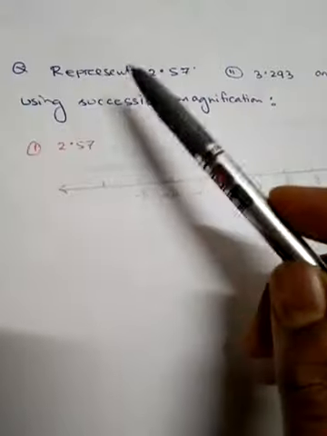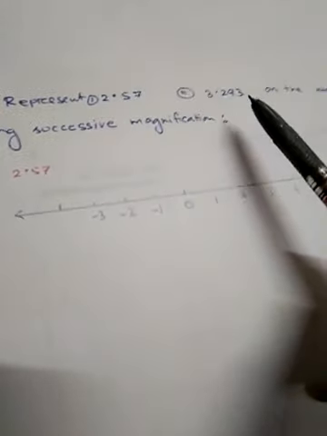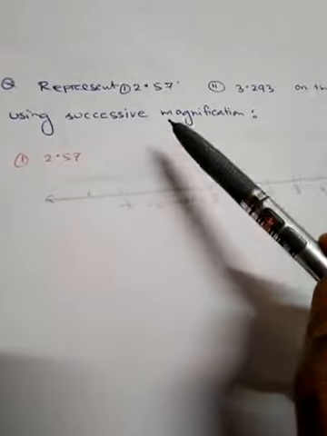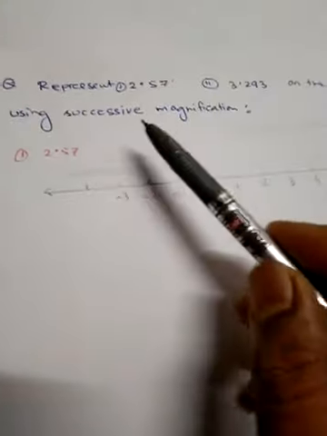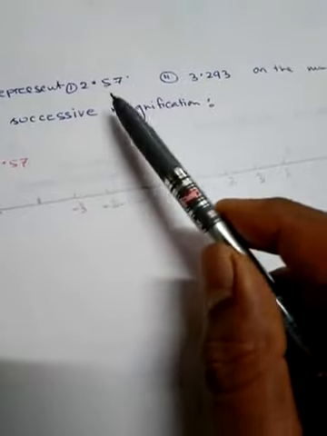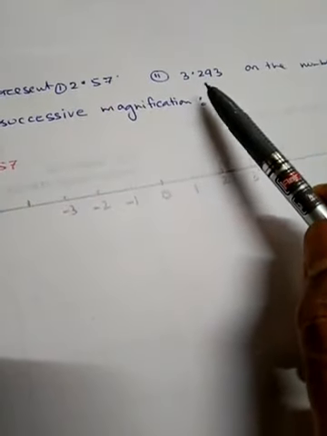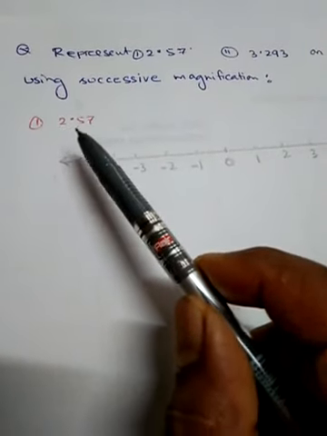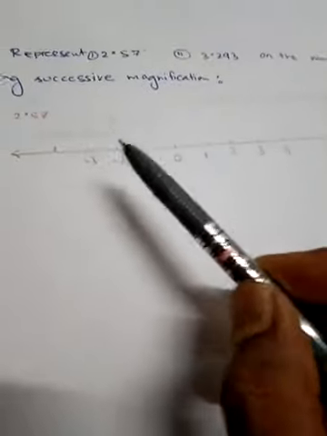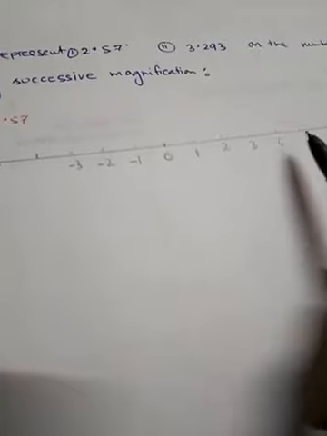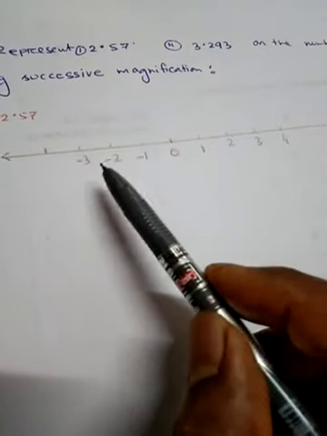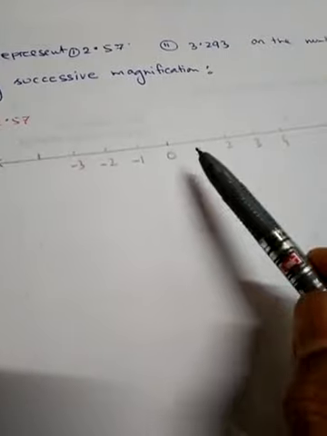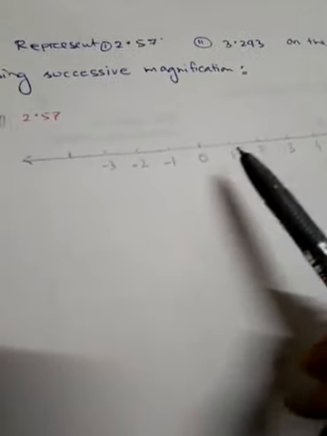Next we learn how to represent a decimal number on the number line using successive magnification. We have taken two examples: 2.57, and the second one is 3.293. So in the first example, 2.57, to represent this we have drawn a number line. Here it is 0, 1, 2, 3, 4 and so on. On the left side we have -1, -2, drawn with equal gaps. So this is our number line. Here we need to represent 2.57.